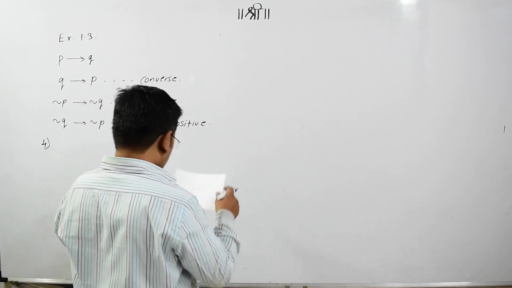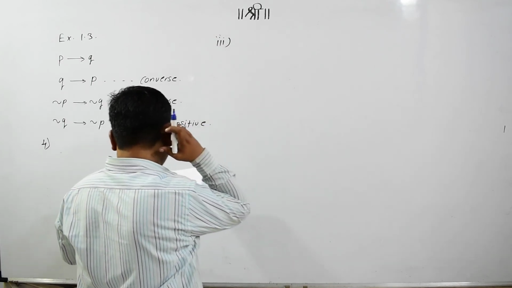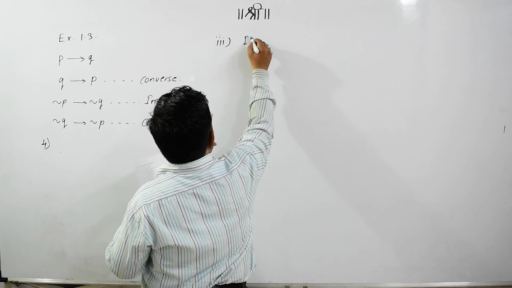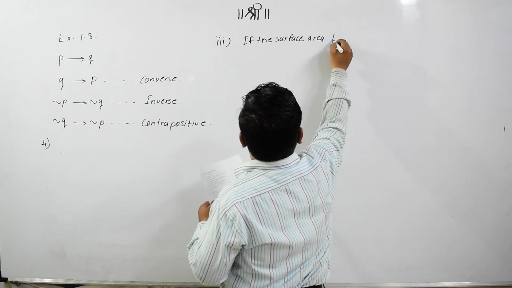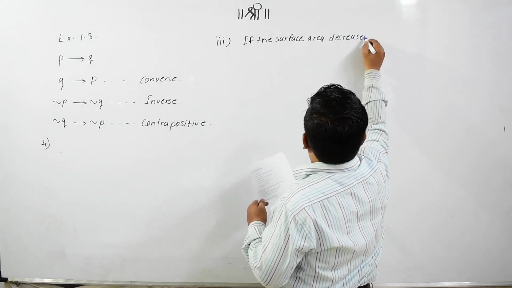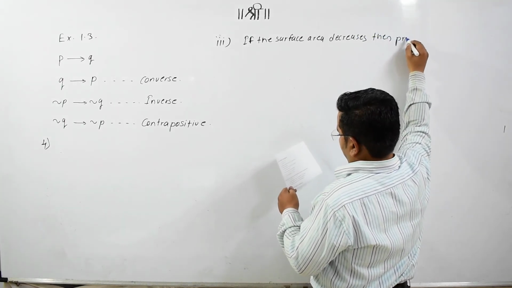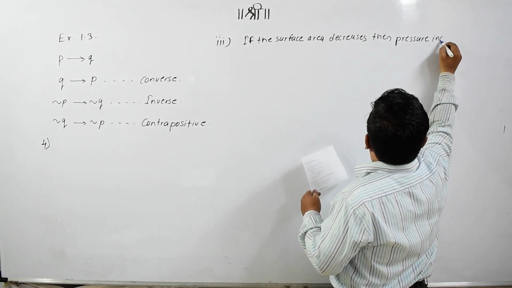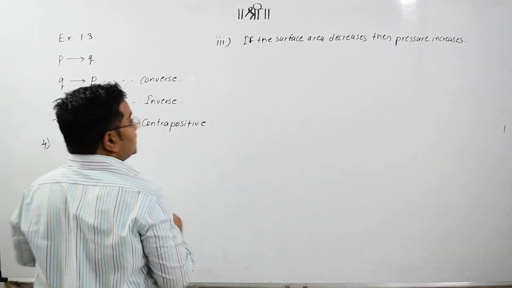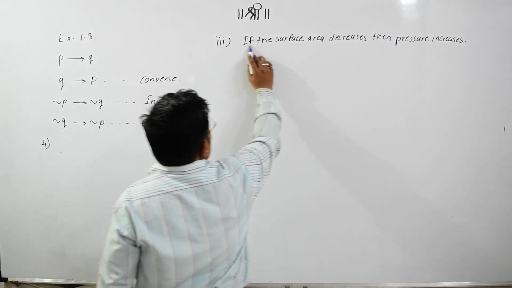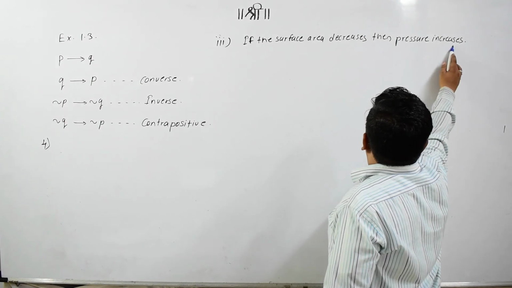Now the next step, we need to solve the next question, question number three. It is again easy. If the surface area decreases, then the pressure increases. If the surface area decreases, then what is increasing? Pressure increases. Okay, done. Now here P is: the surface area decreases. Now the pressure increases is Q.